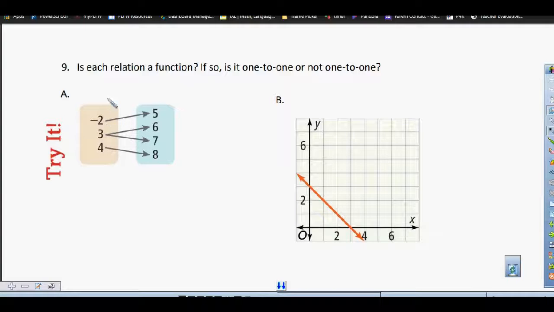So in this one, again, I'm looking to see, is it a function? That means I should only have one line from any given x. Right here, I see that 3 goes to 6 and 3 goes to 7. So this one has already invalidated that. This is not a function, and I don't need to go any further.